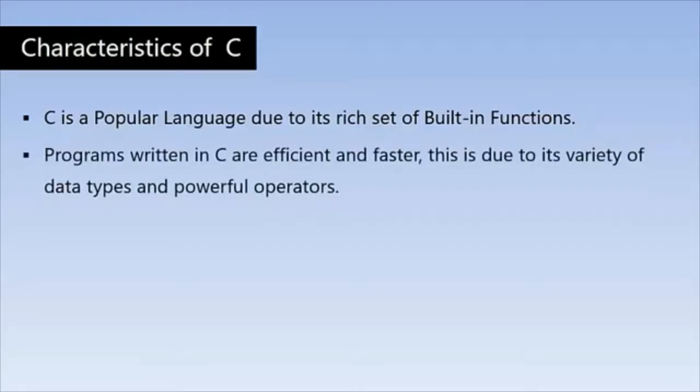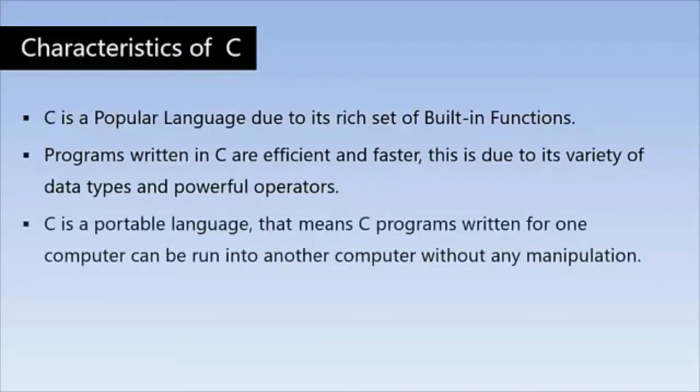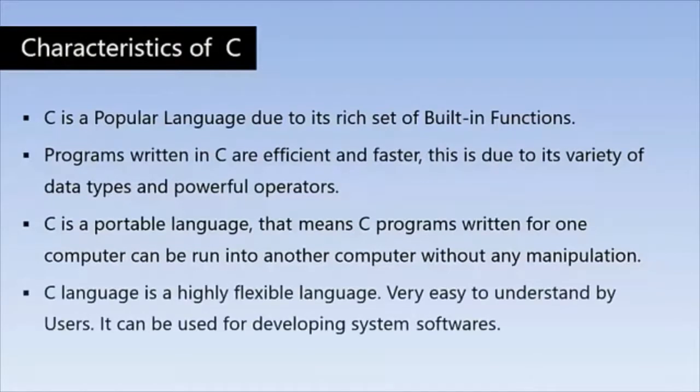Programs written in C are efficient and fast. This is due to its variety of data types and powerful operators, which we'll be covering later in the classes. C is a portable language. That means C programs written for one computer can be run on another computer without any manipulation in the program. All you need is a C compiler. Once you have a C compiler in any computer, you can easily run a program written on any other computer. C is a highly flexible language, very easy to understand for users. It can be used for developing system software as well. Flexible means, as I said, it is well suited for a wide variety of problems.